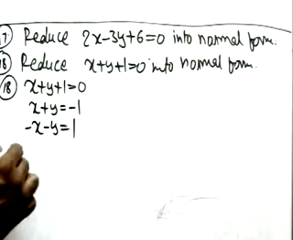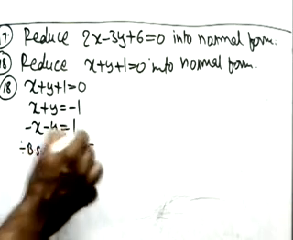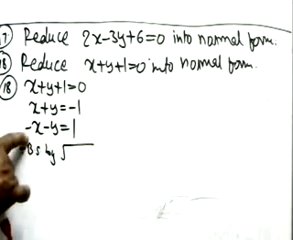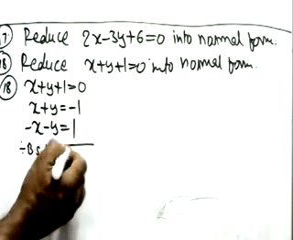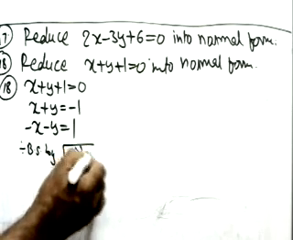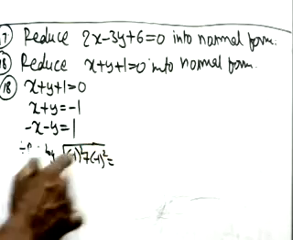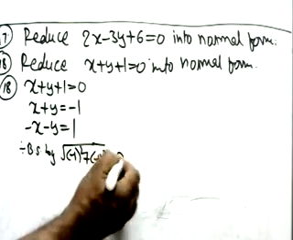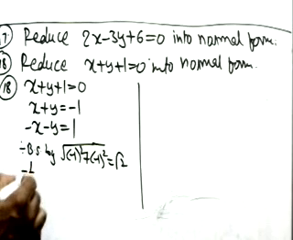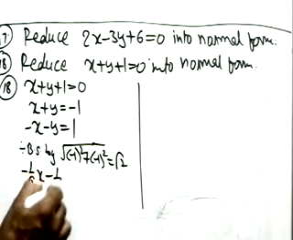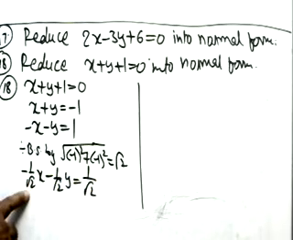Now the method of normal form is we have to divide both sides by the square root of the sum of squares of the coefficients of x and y. What is the coefficient of x? Minus 1. So minus 1 squared plus, what is the coefficient of y? Minus 1 squared. Minus 1 squared is 1. 1 plus 1, 2, root 2. So we have to divide everything by root 2. This will become minus 1 by root 2 x, minus 1 by root 2 y equals 1 by root 2.